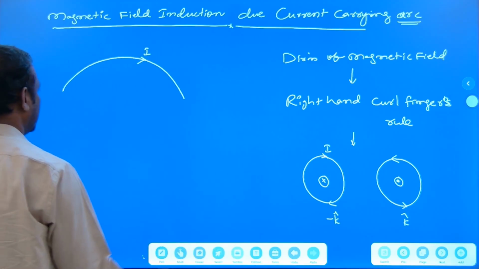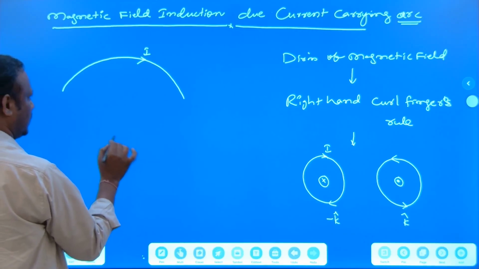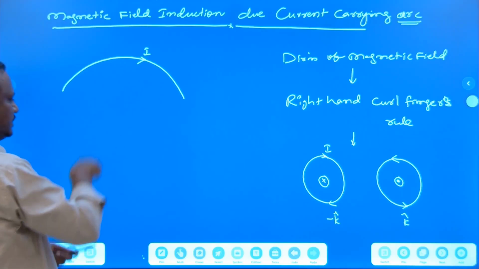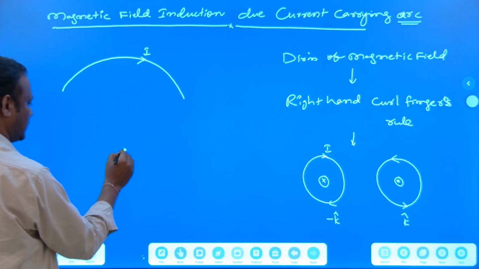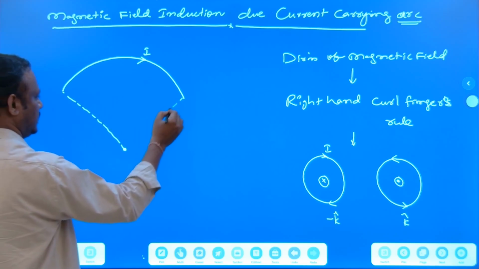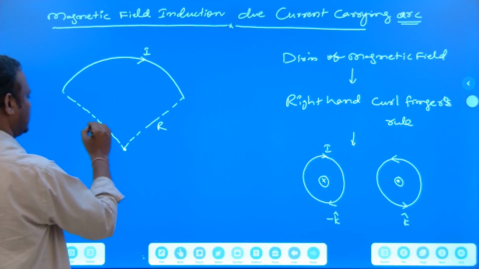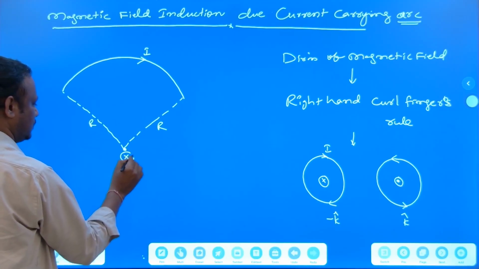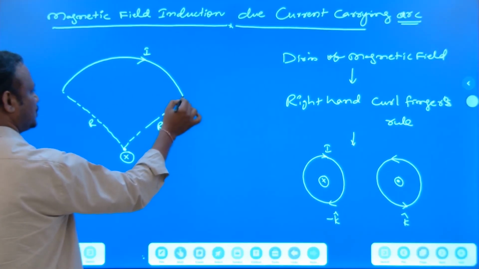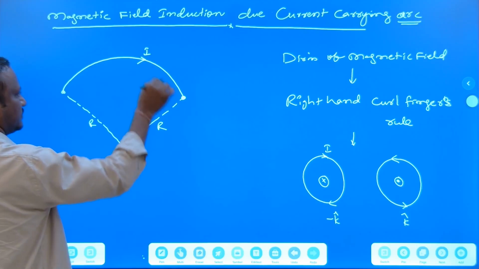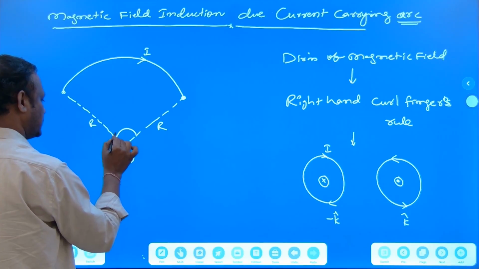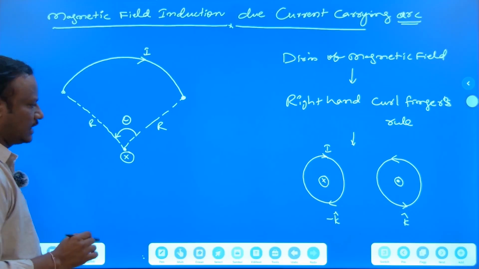So here, if I want to find the field at this point, it's the right hand curl fingers rule. Applying it, the thumb is into the plane, which is cross. For example, at this point I want to find it, and this is the line joining from here, this is the radius. Now the angle between these two edges, inside the arc, not outside, we take as theta. Total angle is theta.